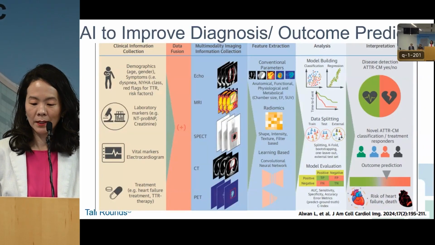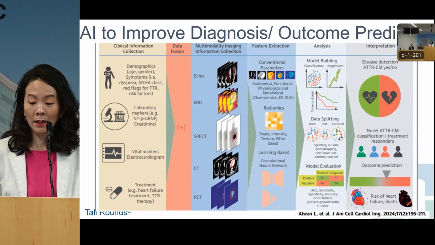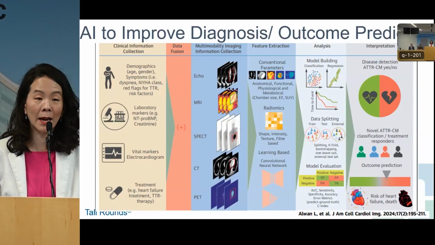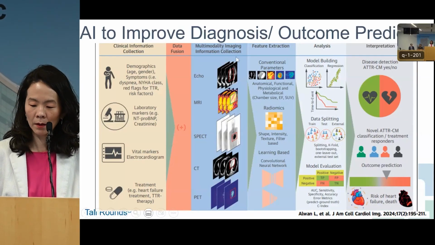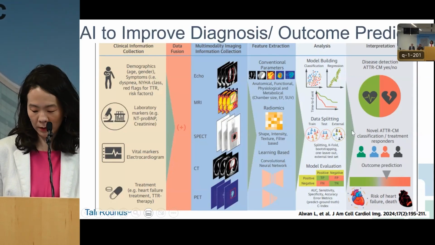So just quickly to say that I think it's really exciting to see AI coming into the field. I think this will greatly enhance our ability to diagnose, but also predict outcomes and potentially predict which patients may respond better to which agents. We have the multi-imaging data that we can collect here. There's really interesting things that we can do with radiomics and different convolutional neural networks. And this can allow us to really get to precision medicine for our patients.